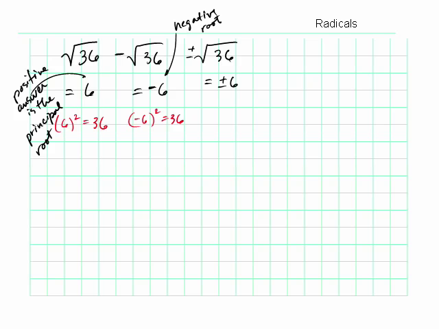We can also have cube roots, as well as fourth roots and fifth roots. For instance, the cube root of 8 is 2, and the reason for that is because if I take 2 and I cube it, I will get 8. The cube root of 64 is 4, because if I take 4 and we cube it, we get 64 back.